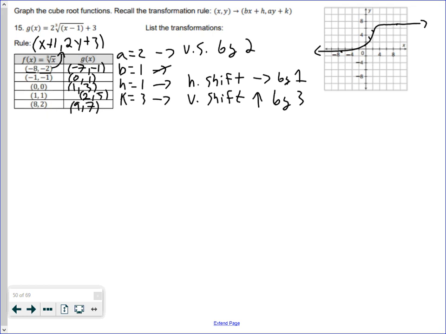So that's how you graph a cube root function: transform the points by putting them into the transformation rule that you should have memorized by now, (bx + h, ay + k). We've been harping on it since the beginning of the year. You need to have that memorized. It's important for all the functions in this final. But other than that, that's how you graph it.